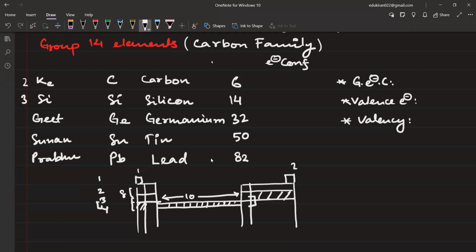General electronic configuration is correct. Valency is also correct. Fatima, those things are correct. I think you need to make changes here in your electronic configuration.